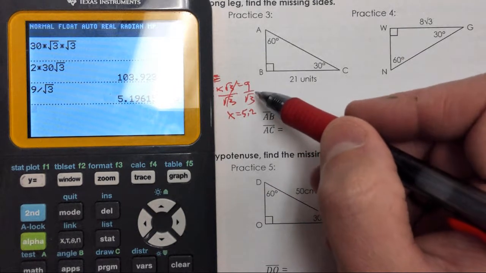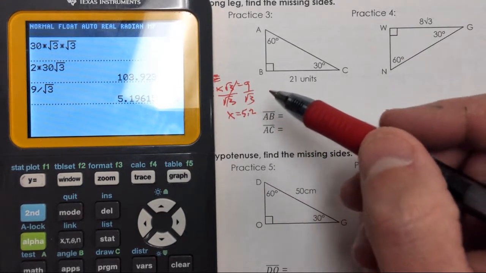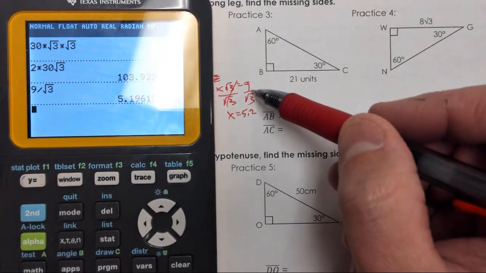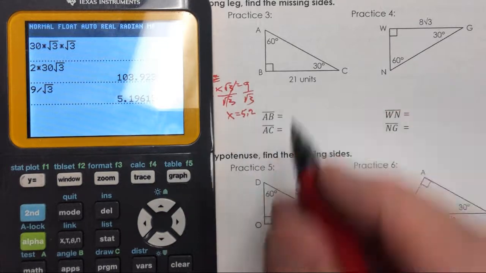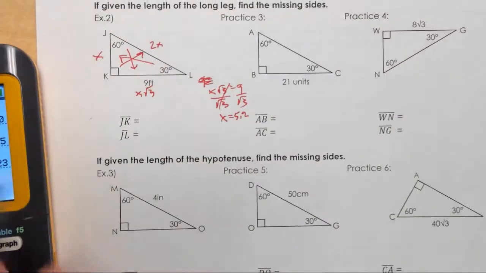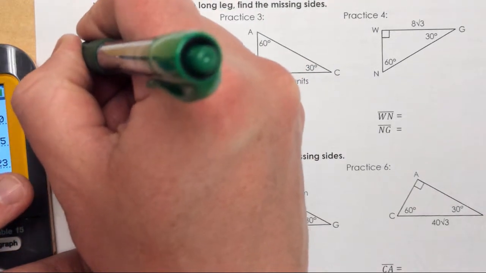But whenever you double this, you're going to get something you're not probably very familiar with. So if I were you, I would convert the 9 over square root of 3 into a number, just because it makes this next part a little bit easier. So we know that x is equal to 5 square root 2, so that's the short leg.